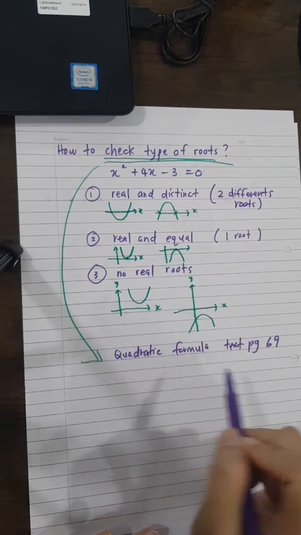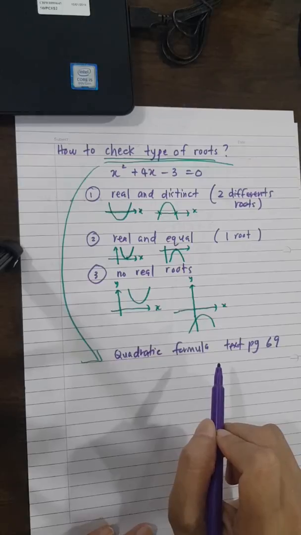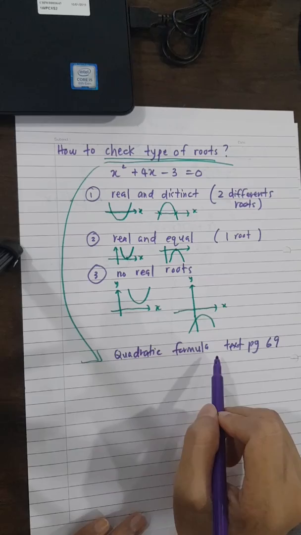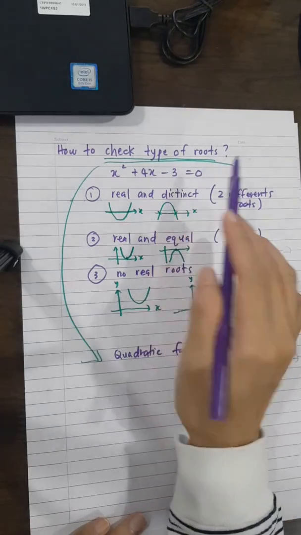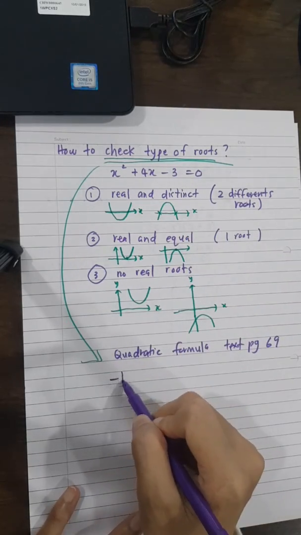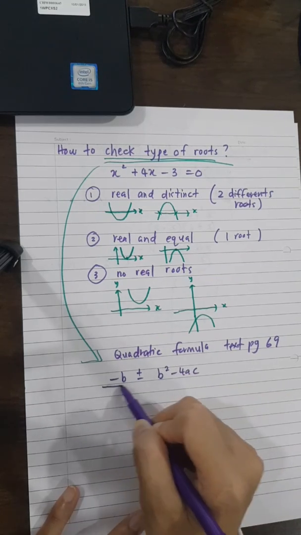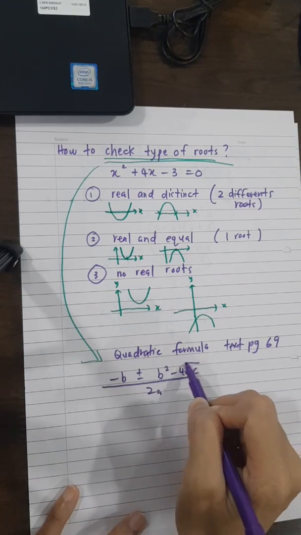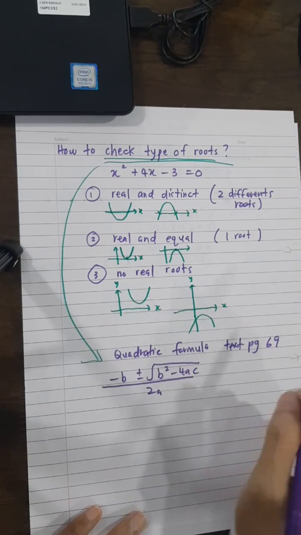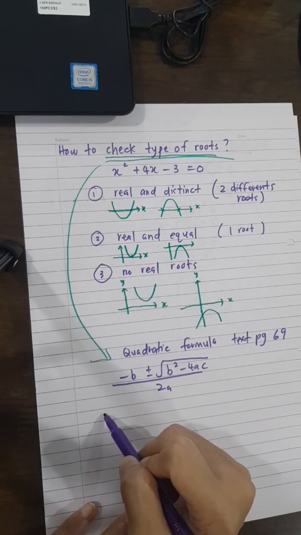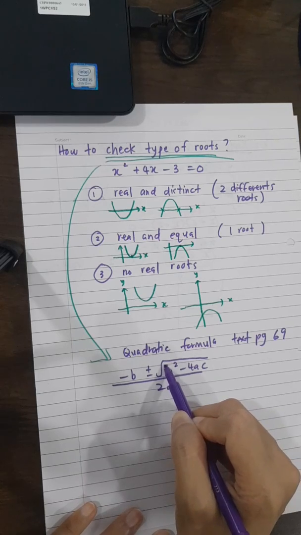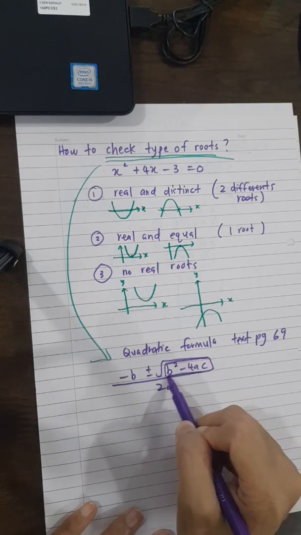We actually use the quadratic formula to calculate the value of roots. But by using this formula, we can also check the type of root. The quadratic formula is x equals negative b plus or minus the square root of b squared minus 4ac, over 2a. So to check the type of root, we just need to use this b squared minus 4ac.